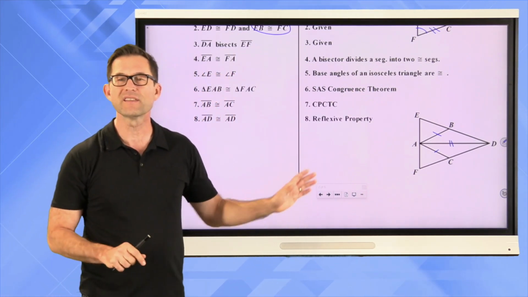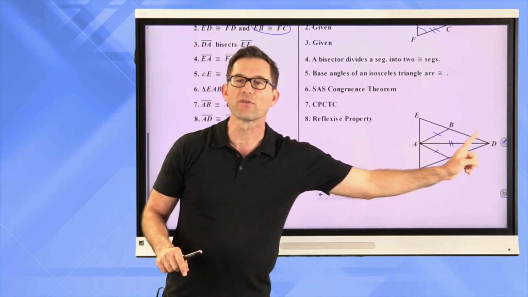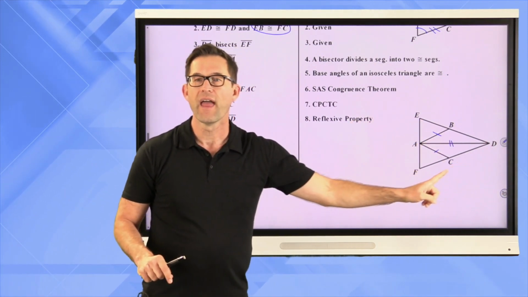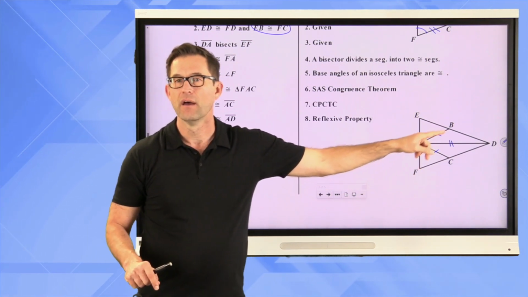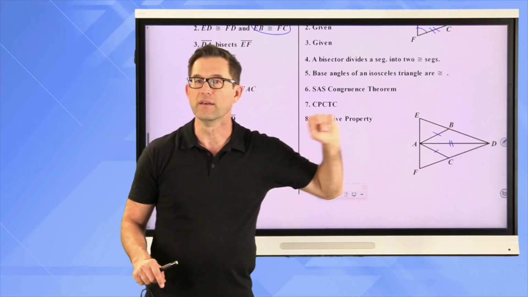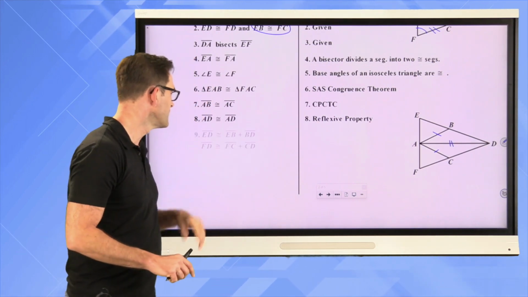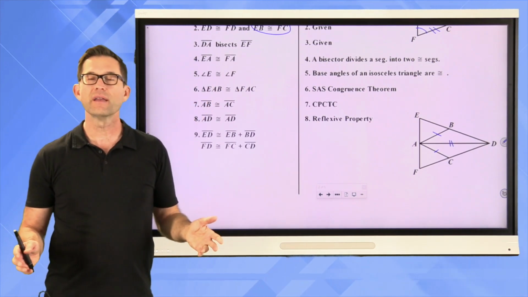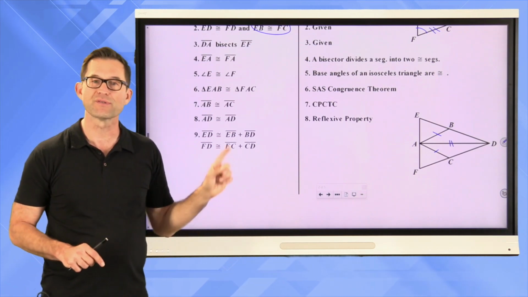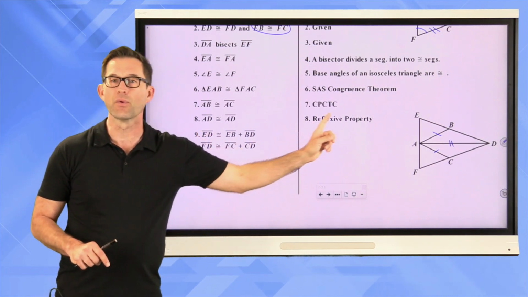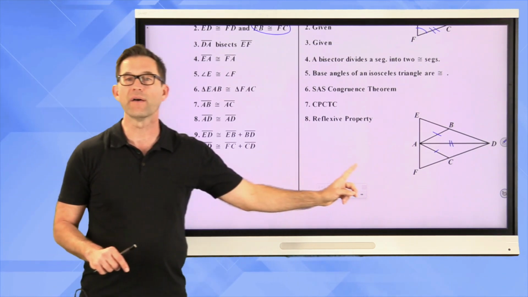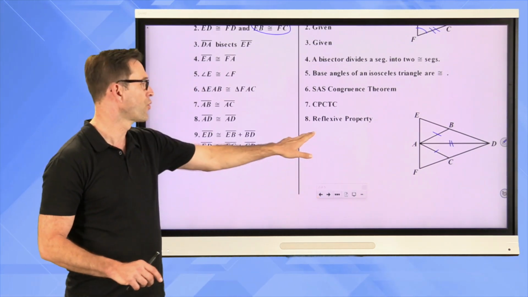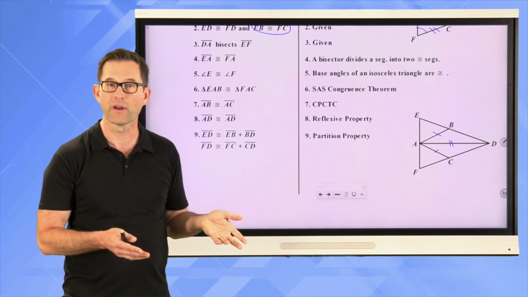Now the only piece that's left is to do that partition proof, and somehow subtract out the EB and the FC in order to get BD congruent to CD. That's going to take a little work. First thing I need to do is break up those wholes. So in other words, ED is equal to EB plus BD, and FD is equal to FC plus CD. That is, of course, just the partition property.